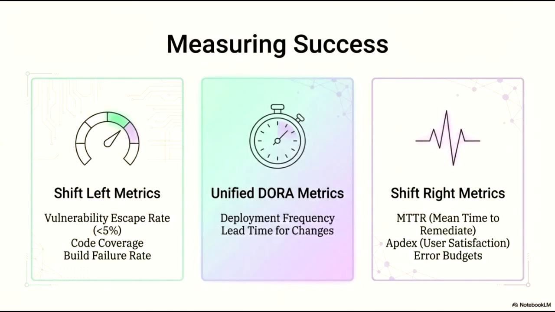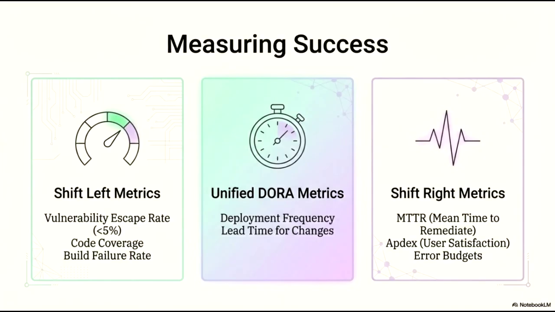We categorize our key performance indicators into 3 distinct areas: shift left, unified DORA, and shift right metrics. Shift left metrics prioritize quality early in the development cycle. Key indicators include the vulnerability escape rate, which we aim to keep below 5%, alongside code coverage and the build failure rate. By monitoring these, we ensure that stability and security are integrated into the product from the very beginning.